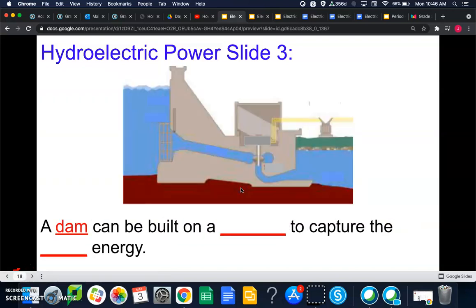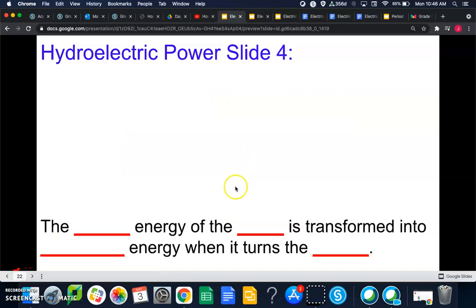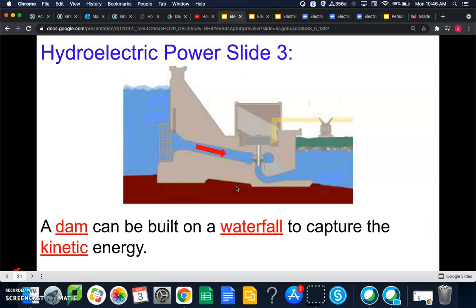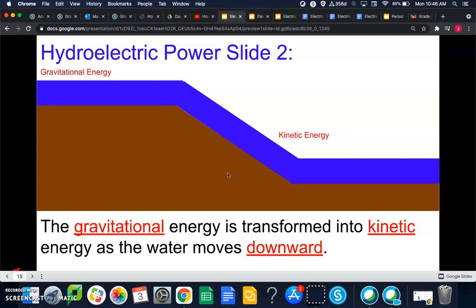And so a dam can be built on a waterfall to capture the kinetic energy, right? And so what happens is the water is going to move through the dam. That moving water has kinetic energy, and we can capture that energy inside the dam. Let's learn a little bit more about how to do that. So for this one, really what you just want to draw is a dam on your waterfall. So you can use the same picture as before. You're just going to add a dam kind of in this middle part right here.